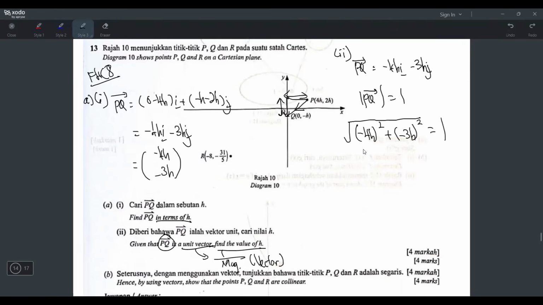Right? You'll get the I later. So first I'll move the square root first. Square root becomes square. 1 square is 1. Negative 4h square is just 16h square. But then negative 4, when you square, the negative becomes positive, and then h square. Plus negative 3 square is positive 9.